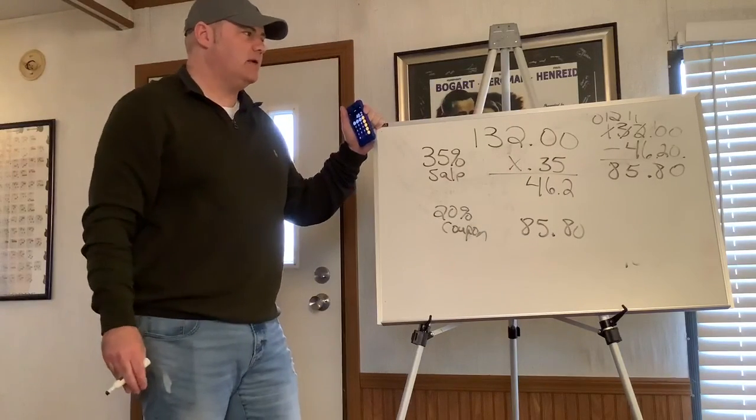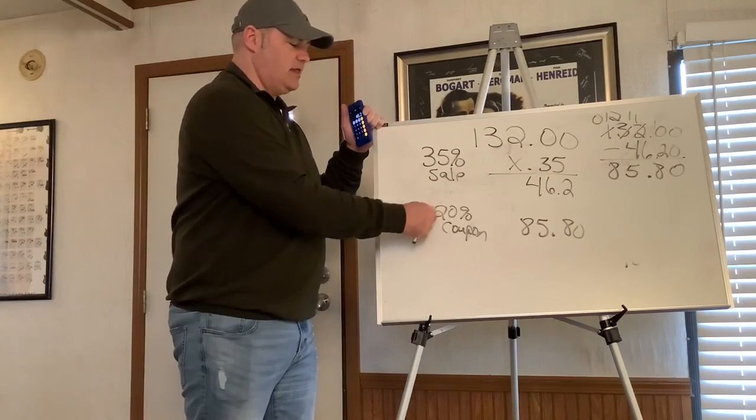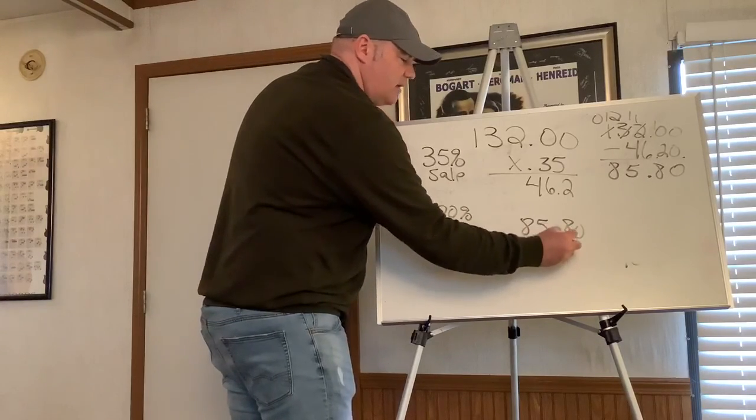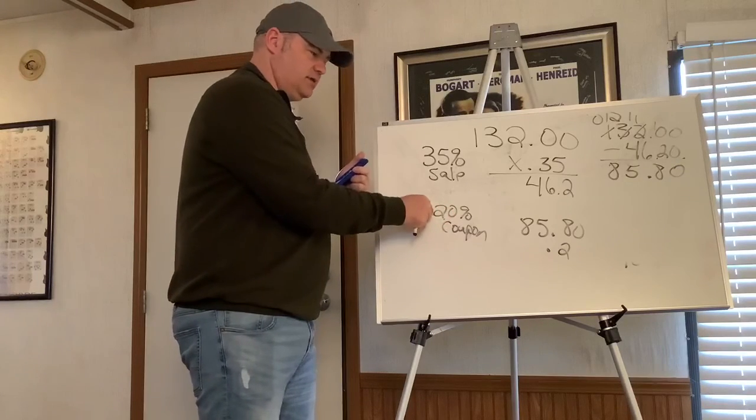So $85.80 is going to be what I walk up to the cash register with, and then I get 20% off of that. So I'm going to take $85.80 times 0.2. You move the decimal twice, it's 0.2.